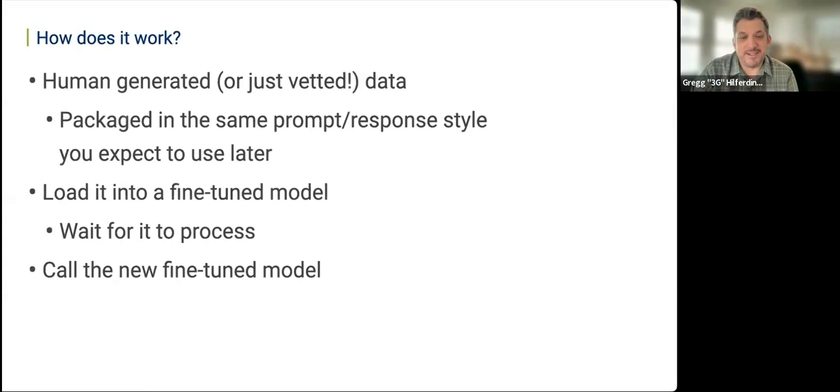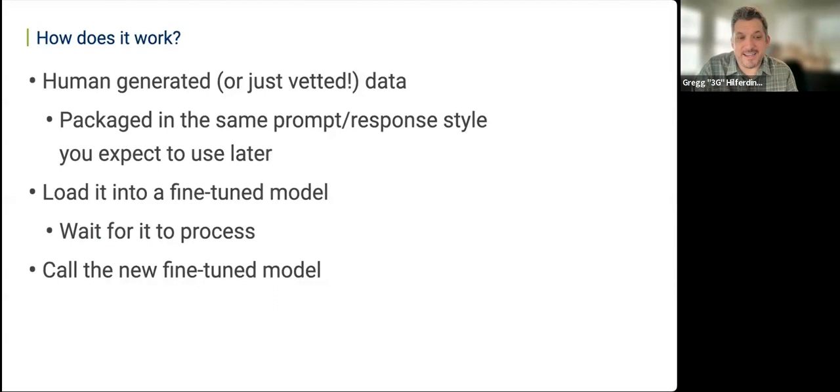So how does it work? It's really, really simple. You take human-generated or just vetted data. You package it in the exact same prompt-response style you expect to give the model later. You load it in, you wait because it has to take all that data and build a new fine-tuned version of the model. And once you get the notification that it's ready, you just start calling the fine-tuned version. And it can still do anything that the base model can do. It's just taking the fine-tuning into effect.